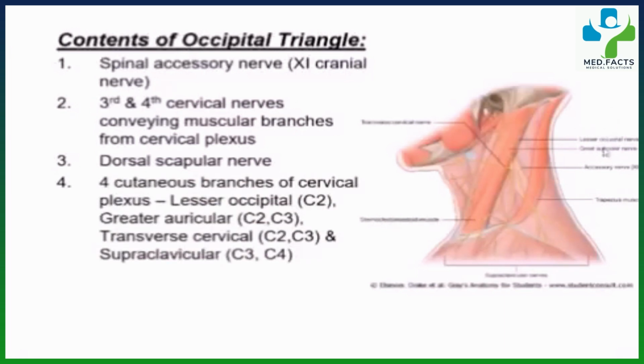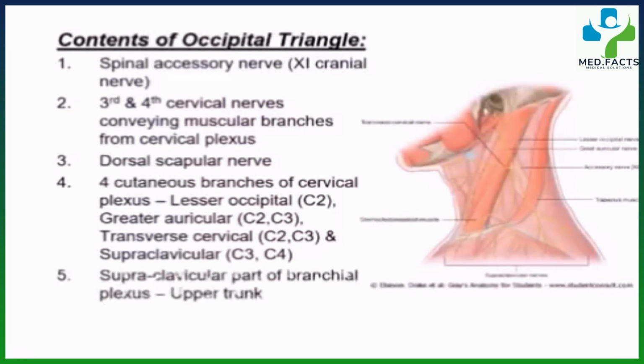And there are four cutaneous nerves which have been shown here. One is the lesser occipital nerve, then we have the greater auricular nerve here, then the transverse cervical nerve, and the supraclavicular nerves. All these are the supraclavicular nerves. So these are some of the cutaneous nerves which are coming from this triangle.